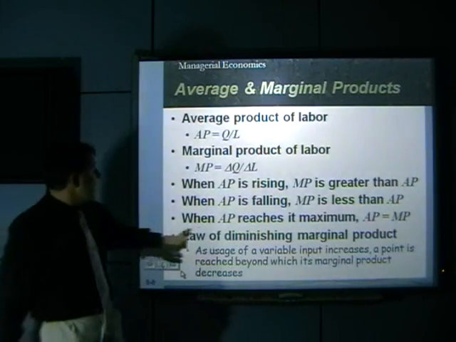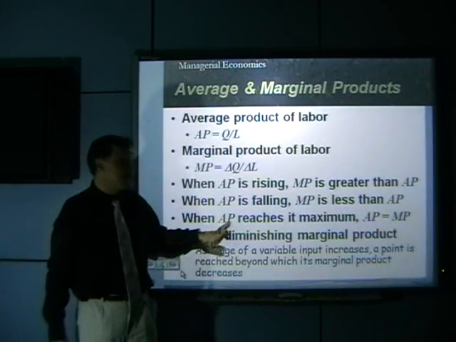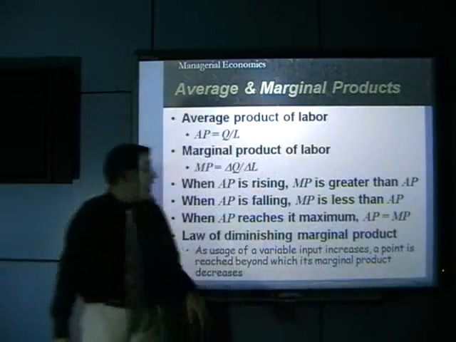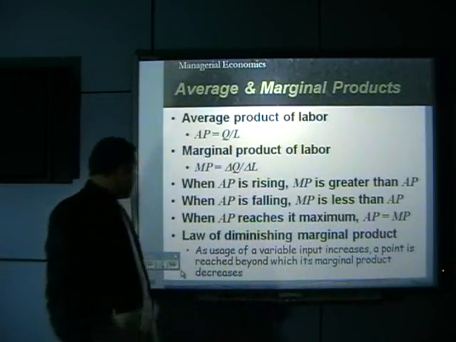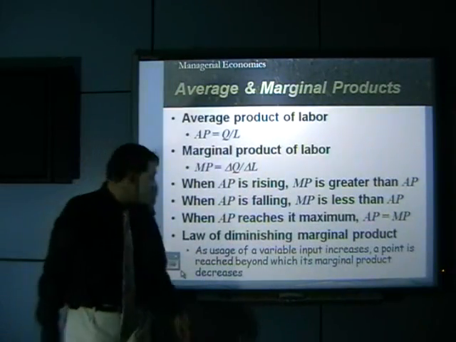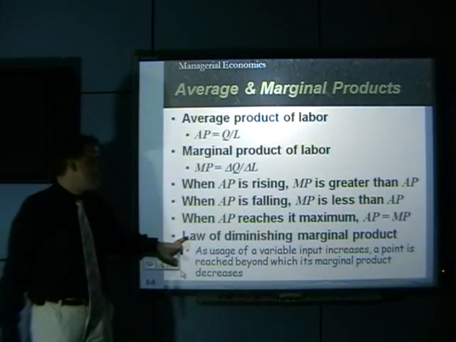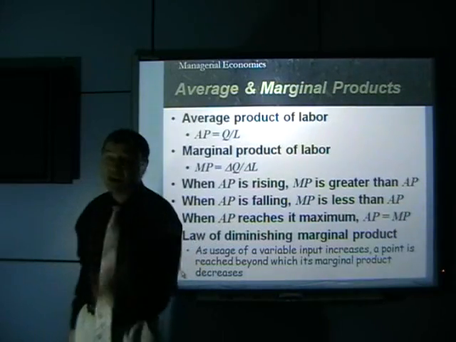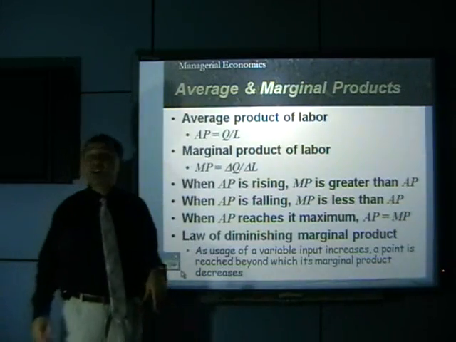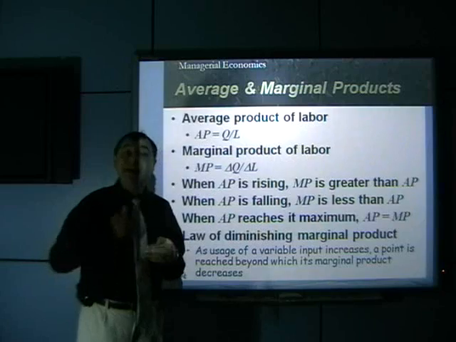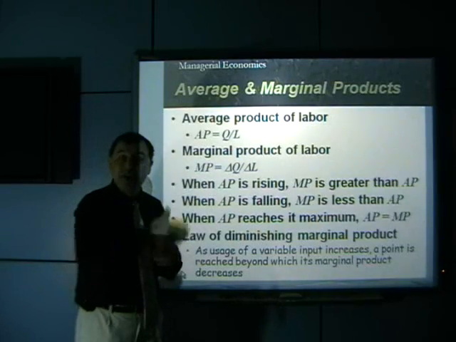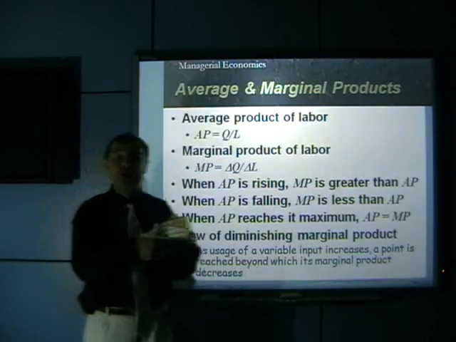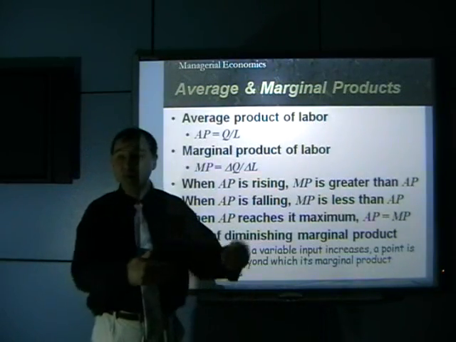Alright, and when the average product reaches its maximum, then the average product equals the marginal. I will explain and show this in a few minutes. So, what is the law of marginal product saying? The law of marginal product is saying that you can add a few more kids on the stand and you can gain some efficiency. But over time, the efficiency will disappear.